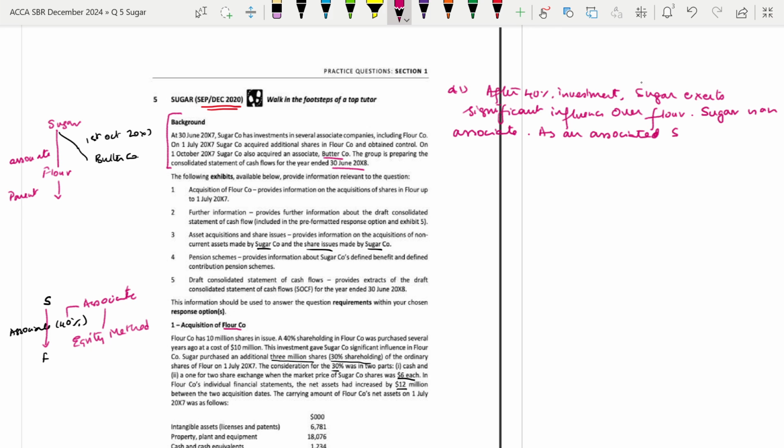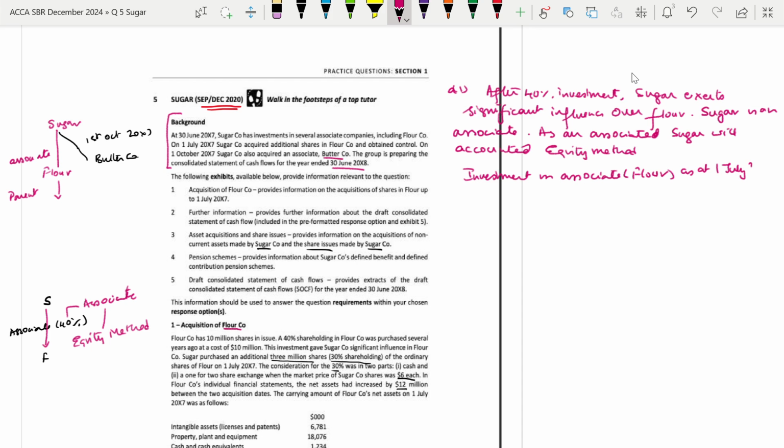As an associate, Sugar will be accounted for using the equity method. What is the cost of investment? First you have to know what the investment is. Investment in associate, that is Floor, as at 1st July.